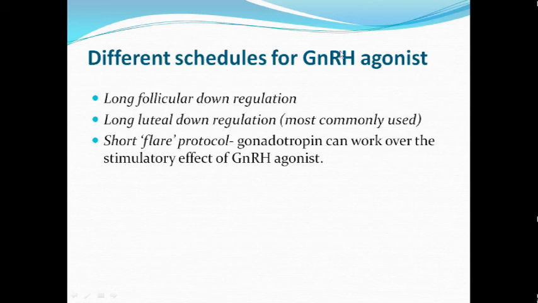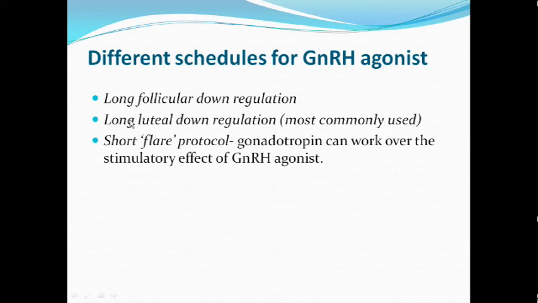So here we have to start the GnRH agonist in the follicular cycle, and this is known as long follicular down regulation, because the flare-up effect remains for 2 to 3 weeks, and so it is started beforehand.